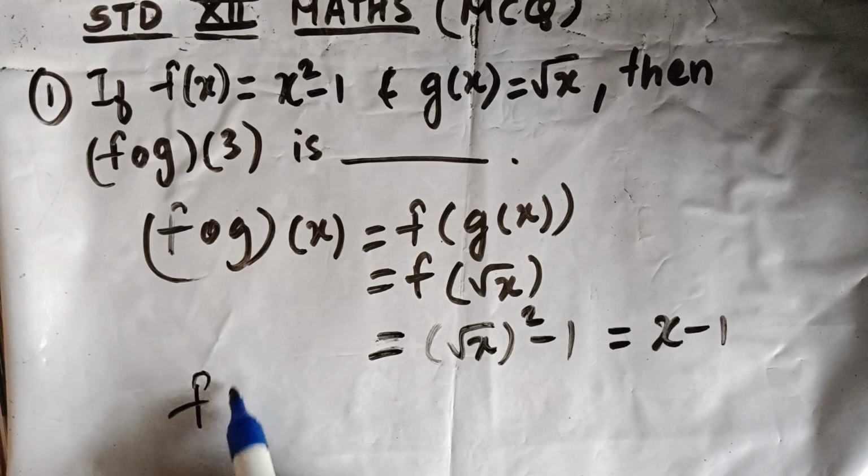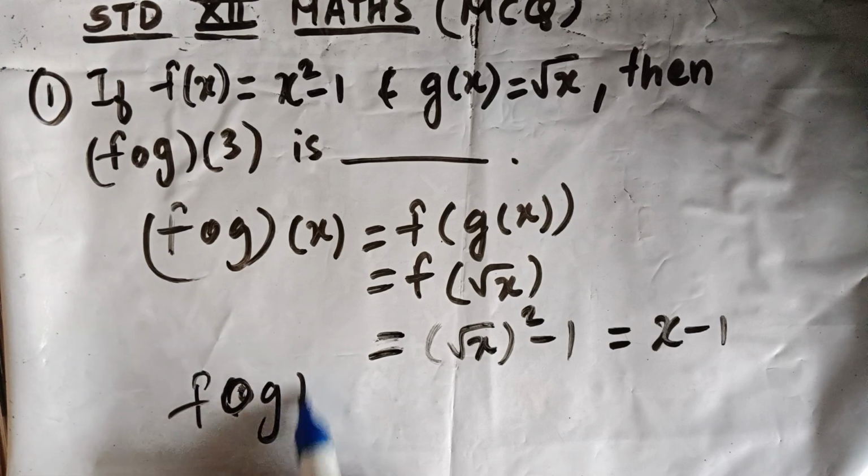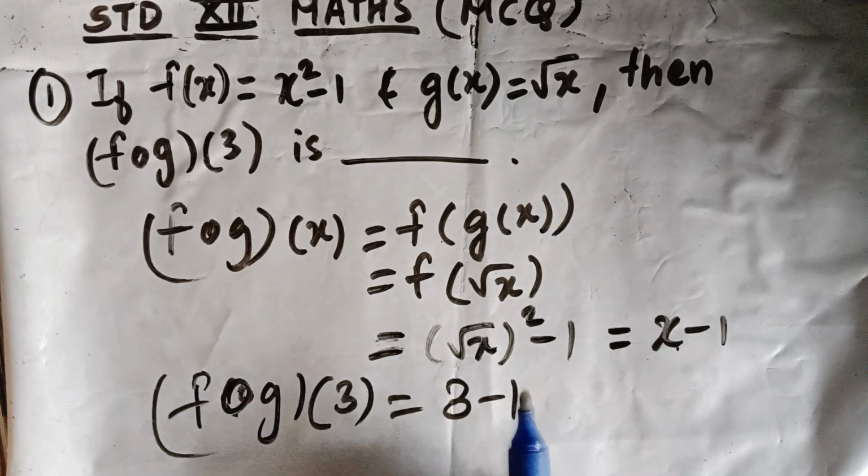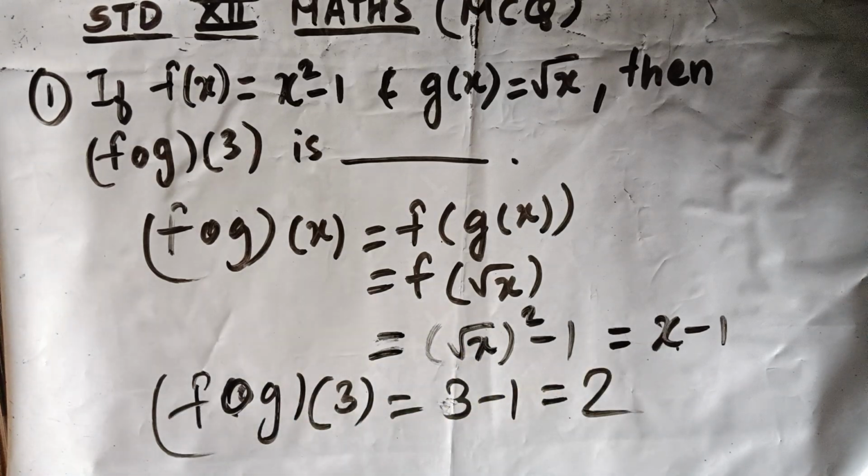Now we have to write f composite g of 3. So in place of x you have to put 3. 3 minus 1. So 2 is the answer. Okay.